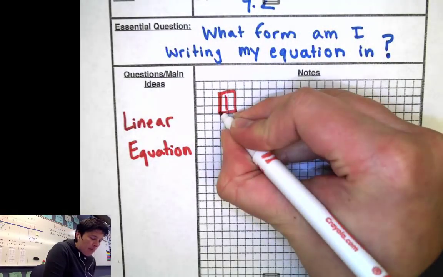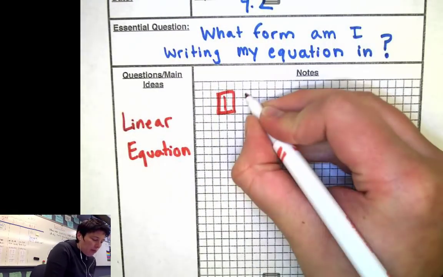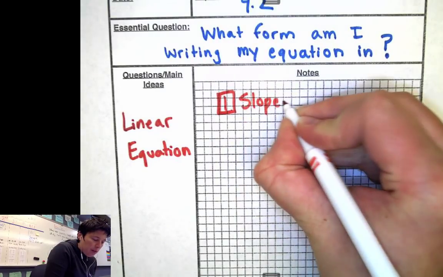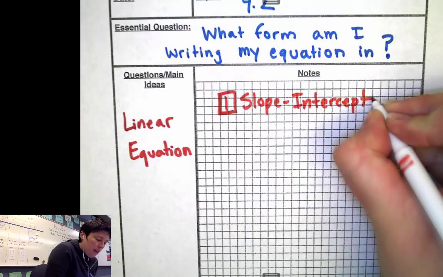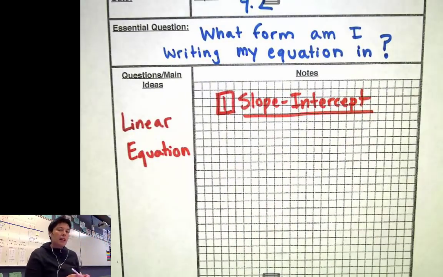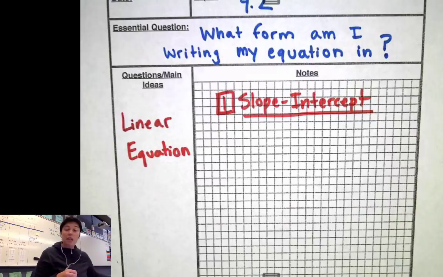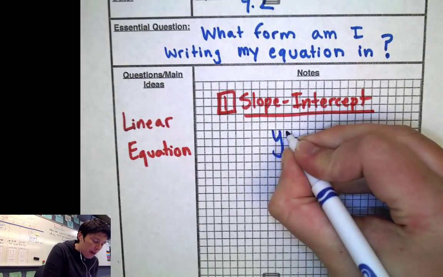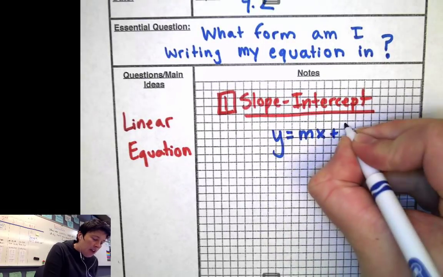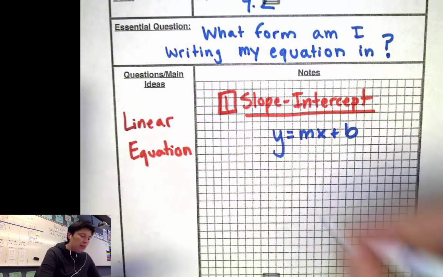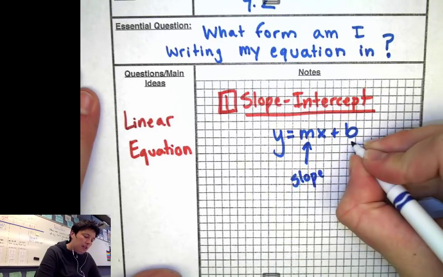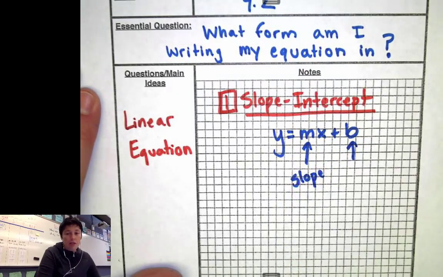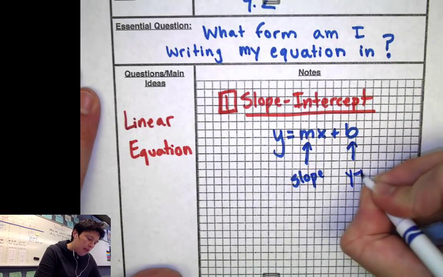Number 1, my most favorite one, is of course the slope-intercept form. And I like slope-intercept. It's a handy one for graphing. It's easy to work with. The format that it is, y equals mx plus b. And you can see where it gets its name from because mx plus b includes the slope and includes the intercept. Hence it's called slope-intercept, and this is the y-intercept to be exact.